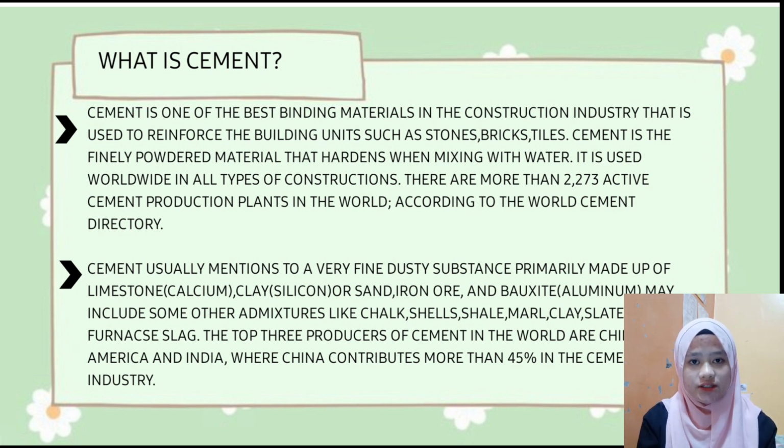There are more than 2,273 active cement production plants in the world according to the World Cement Directory. Cement usually refers to a very fine, dusty substance primarily made up of limestone, calcium, clay, silicon, or sand, iron ore, and bauxite aluminum. It may include some other admixtures like chalk, shells, shale, marl, clay, slate, blast furnace slag. The top 3 producers of cement in the world are China, America, and India, where China contributes more than 45% in the cement industry.